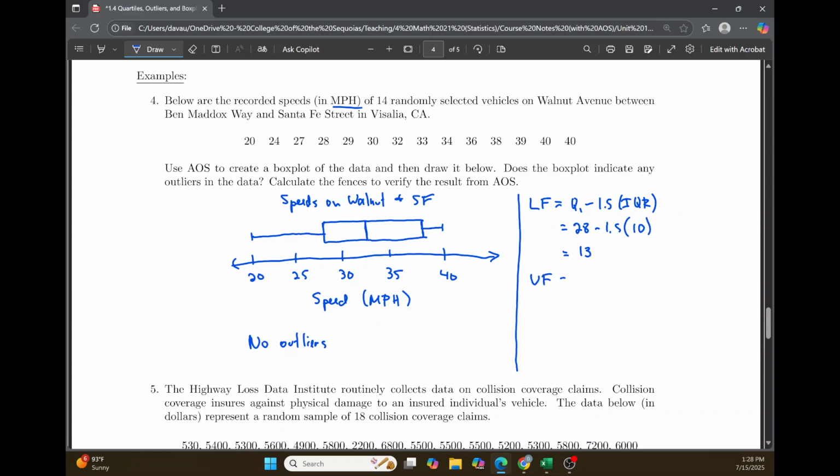Upper fence, Q3 plus 1.5 times IQR. Again, from Art of Stat, we see that Q3 is 38, and the IQR is 10. Again, 1.5 times 10 is 15, and 38 plus 15, oh, that's harder, but I think that's 53.